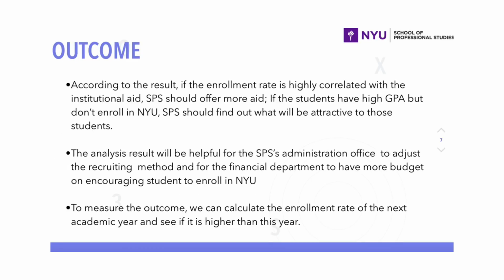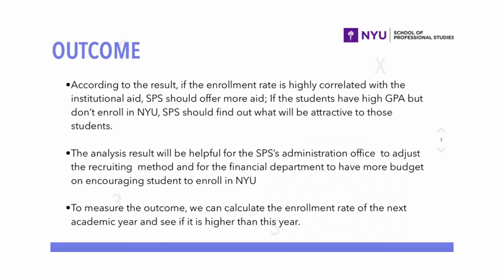Here is our outcome. According to the result, if the enrollment rate is highly correlated with the institutional aids, SPS should offer more aids. If the location of students is one of the variables that affect the enrollment, schools should consider to adjust the recruiting performance and give offers to the students in the place where students are more likely to enroll. If the students have a high GPA but don't enroll in NYU, SPS should find out what will be attractive to those students.